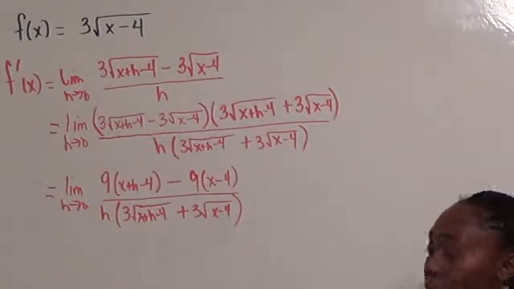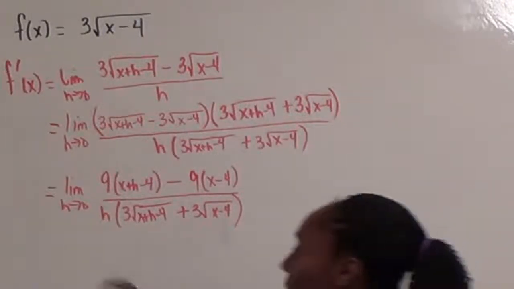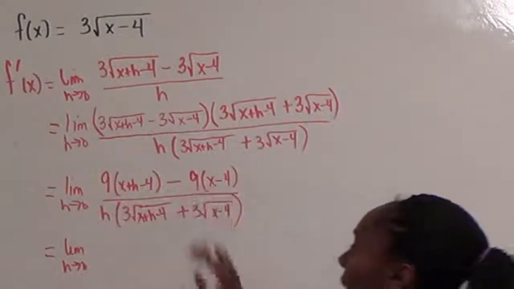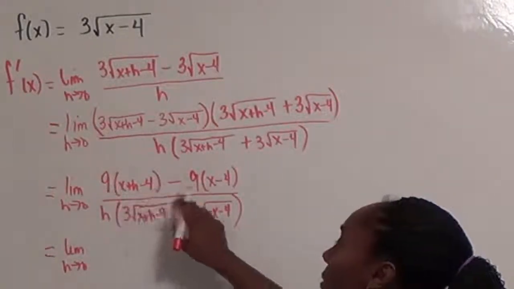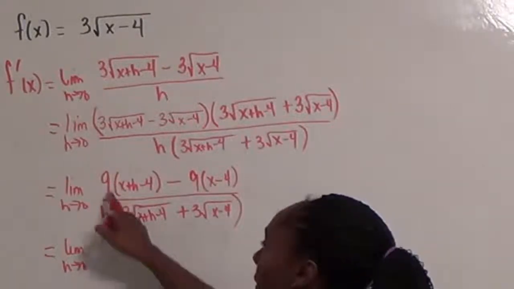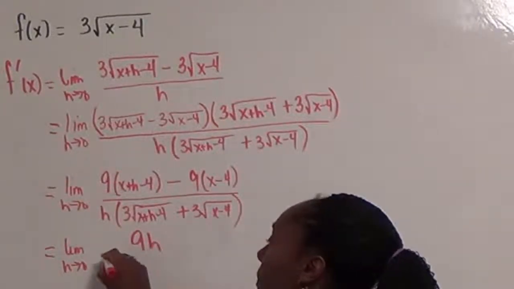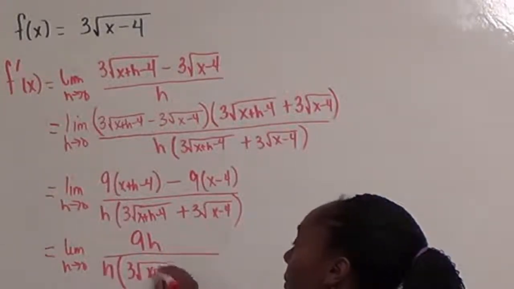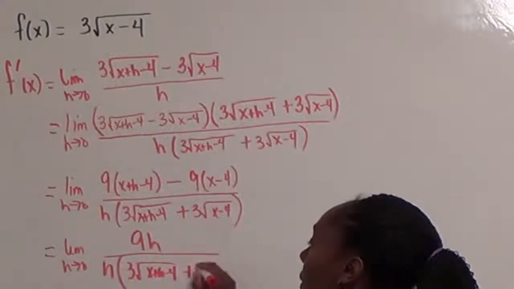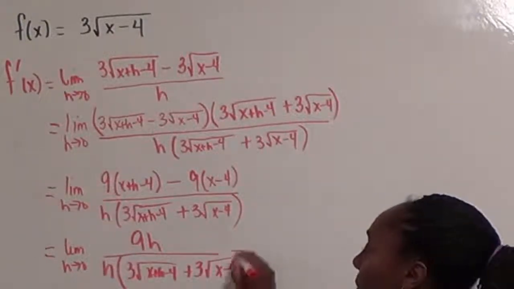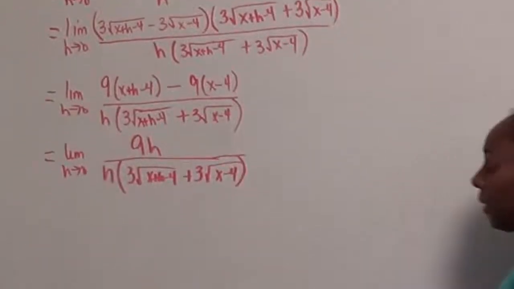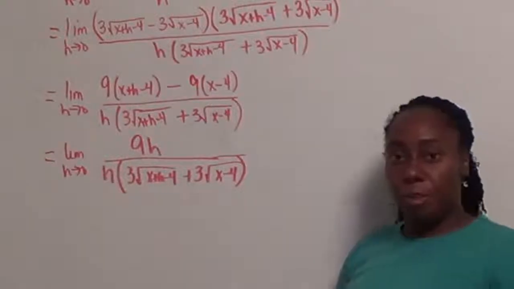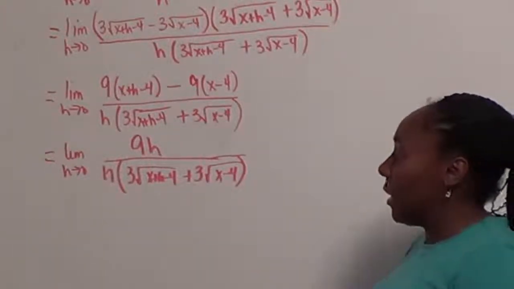Now again, I'm back to just a rational function, so keep simplifying. So notice the 9x's will go away, the minus 36 and the plus 36 will go away, so I'm just left with a 9h on the top. On the bottom, I still have the roots. Okay. Again, I am back to the step where I have an h in every term, and so those h's can cancel out.